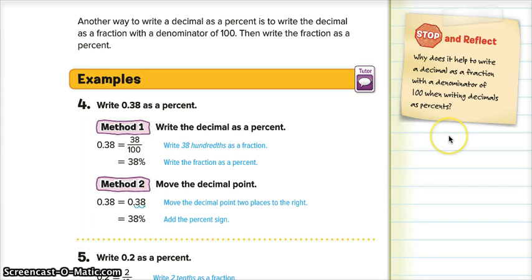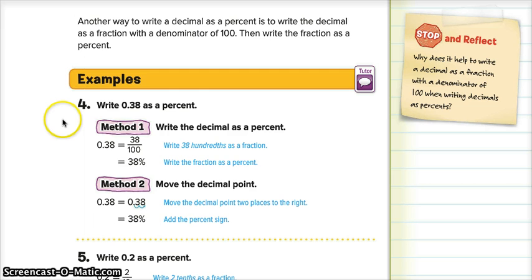There are some fun little pieces of information that they add in your packets that you may want to start taking a look at that we might not always highlight in class. But this one is pretty interesting, and it says, why does it help to write a decimal as a fraction with a denominator of 100 when writing decimals as percents? So that's just something for you to think about and reflect on as we continue through this lesson.